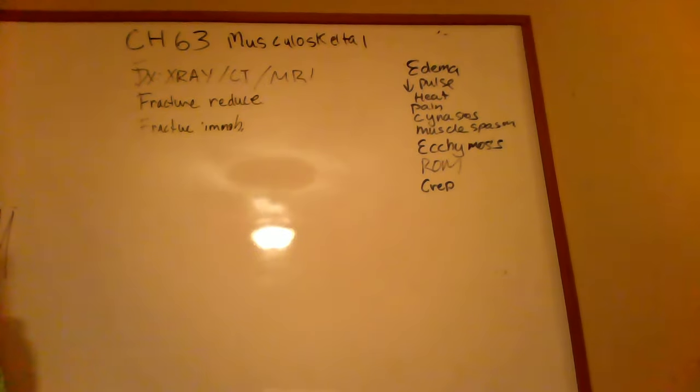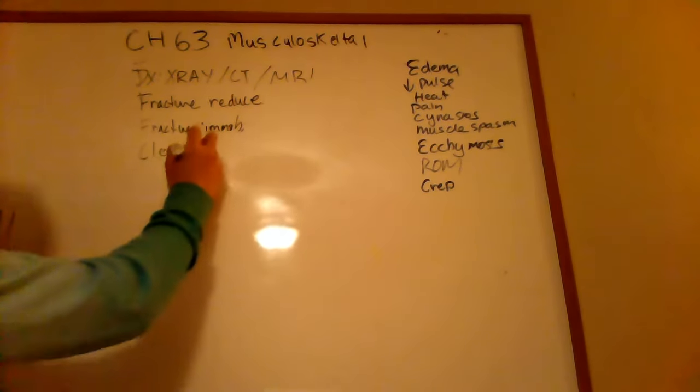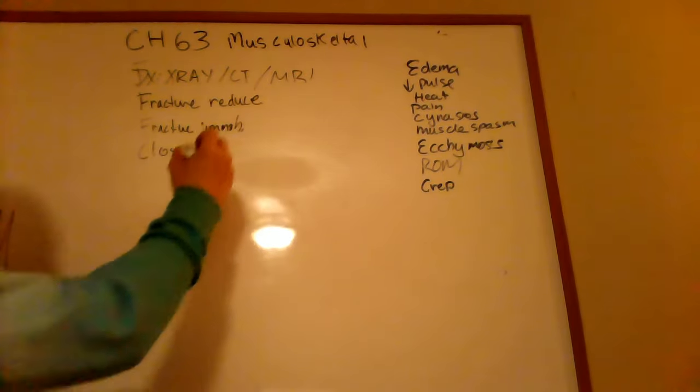Open reduction, or as I was, the closed reduction. Closed reduction is where we're going to have the realignment and manually applied splint. It's non-surgical, and again, closed means it's not open. Closed reduction.